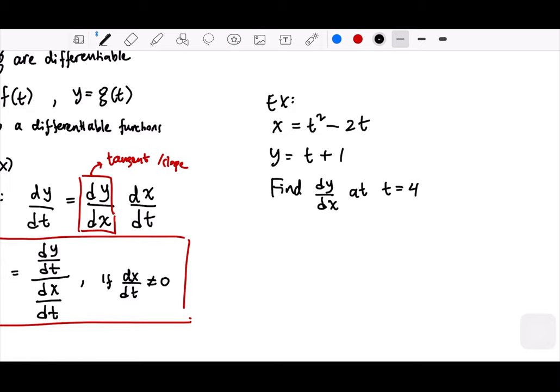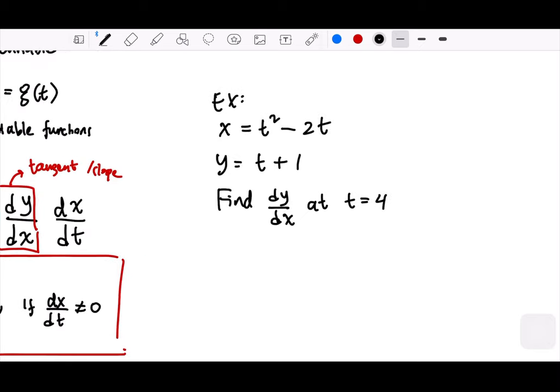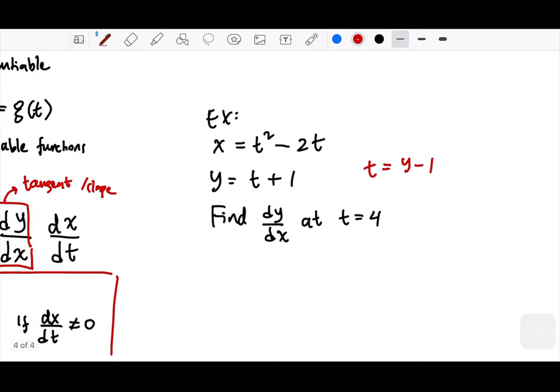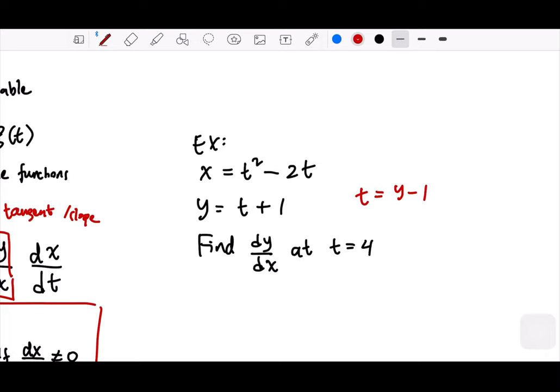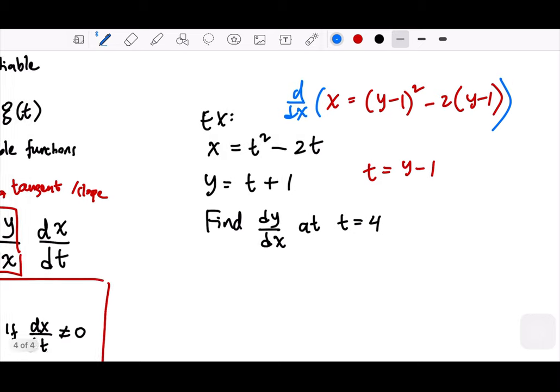We can do it in several ways, at least two ways. First, if you want to eliminate the parameter, you can have t equals y minus 1. And then you have x equals (y minus 1) squared minus 2(y minus 1), something like that. And you can do implicit differentiation, and then you can have your dy dx later on.